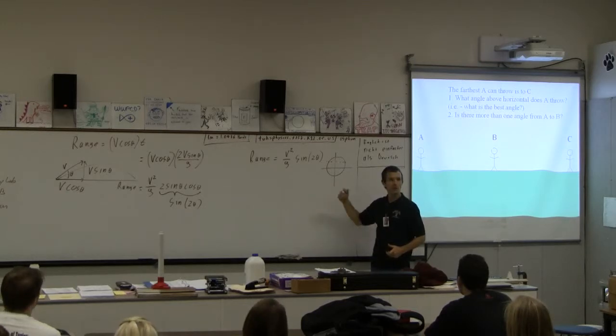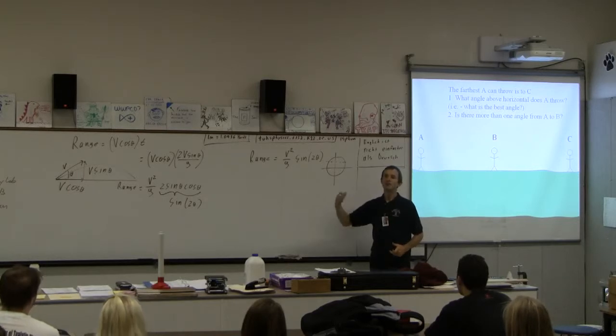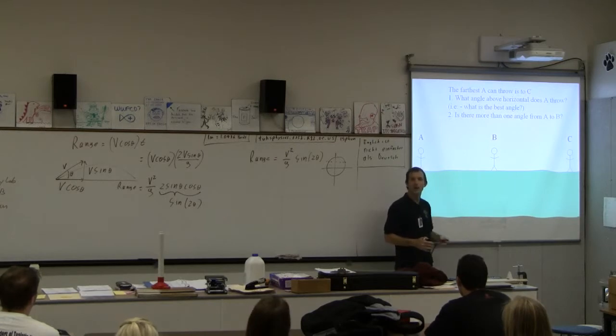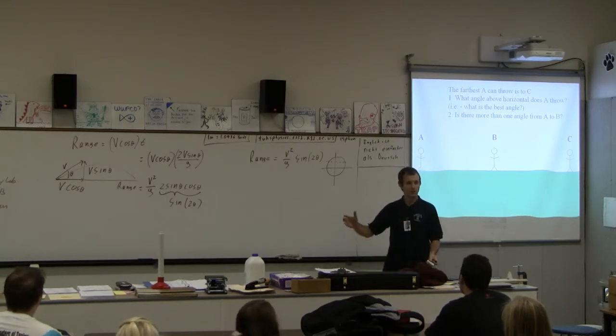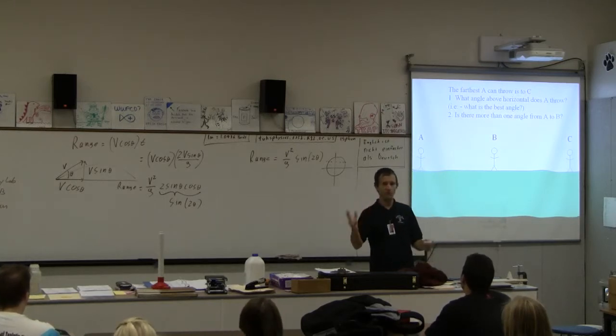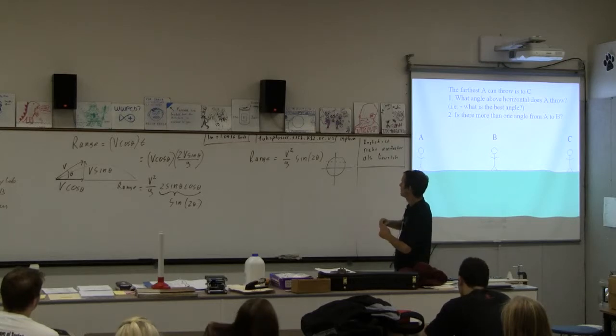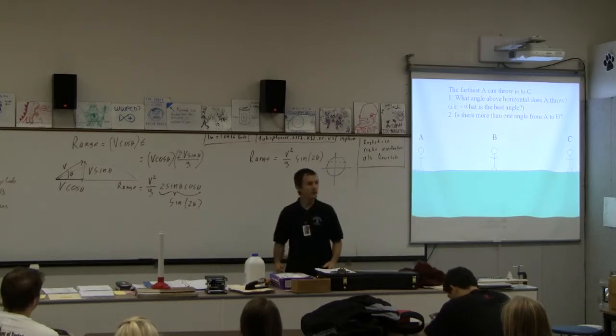Isn't that interesting? So if 20 hits the target, 70 is going to hit the target. If 30 hits the target, 60 will hit the target. If 10 hits the target, 80 hits the target, right? So remember those 2 trajectories, the low trajectory and the high trajectory, they're complementary. The launch angles are complementary. Isn't that wild? It's a little bit wild.